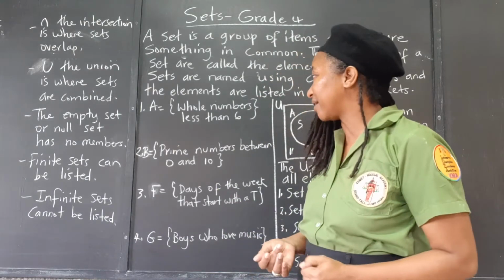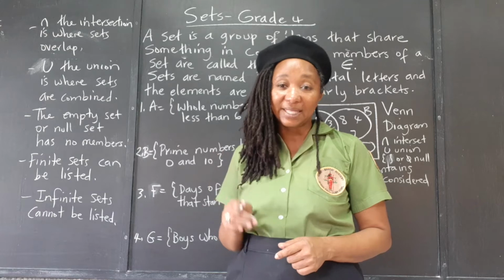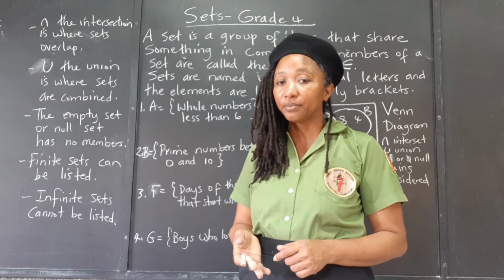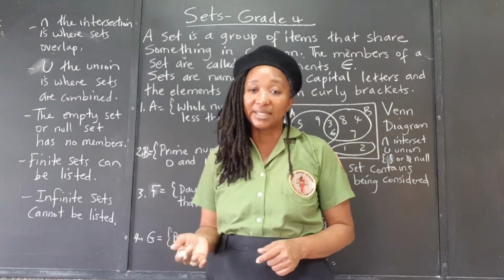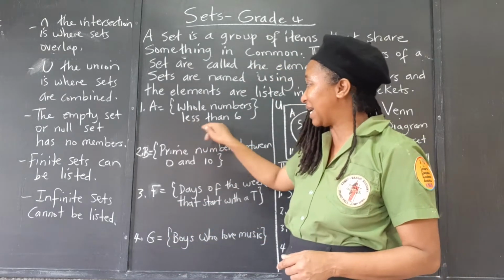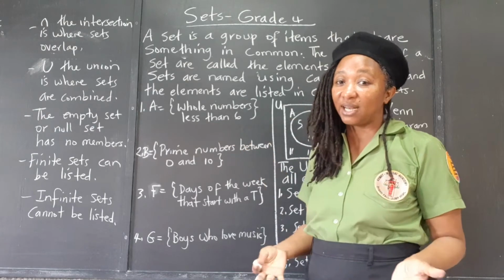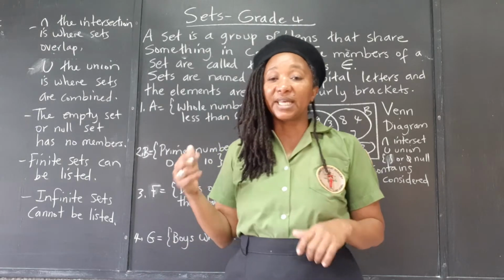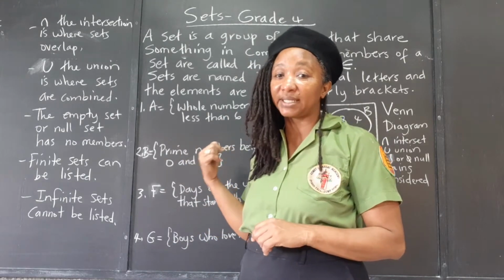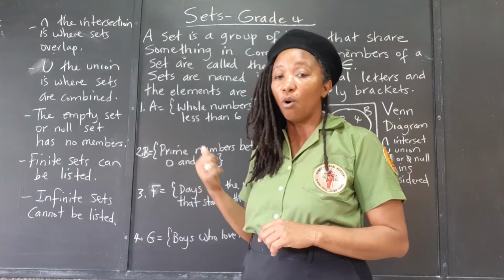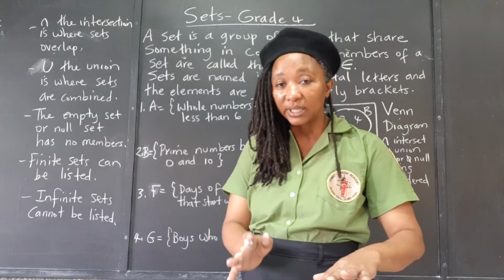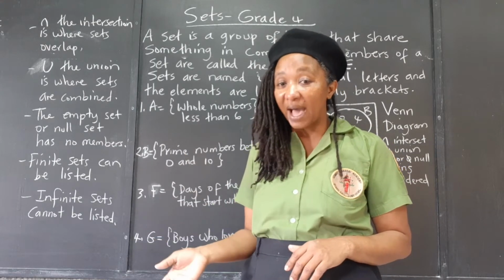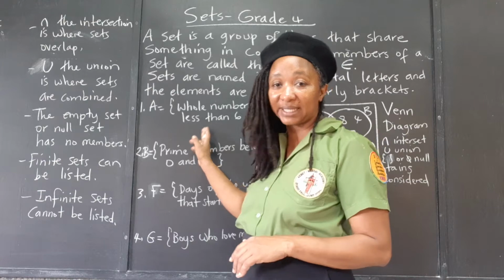If we're listing the whole numbers that are less than 6, should we also include 6 or not? It says whole numbers less than 6. 6 is not less than 6, 6 is equal to 6. So 6 does not belong to this set. 6 is not an element of this set. Only the whole numbers that are below 6, in other words, from 0 to 5 for this particular set.